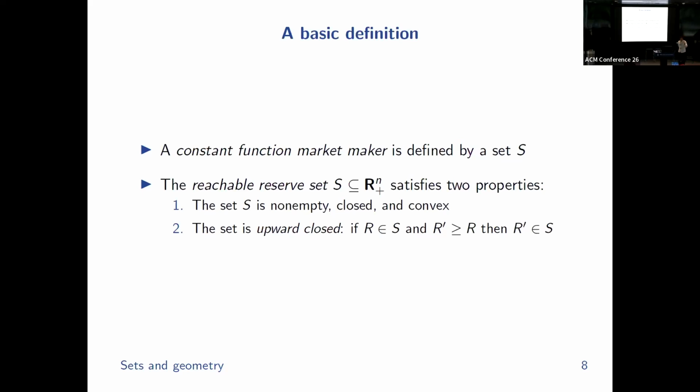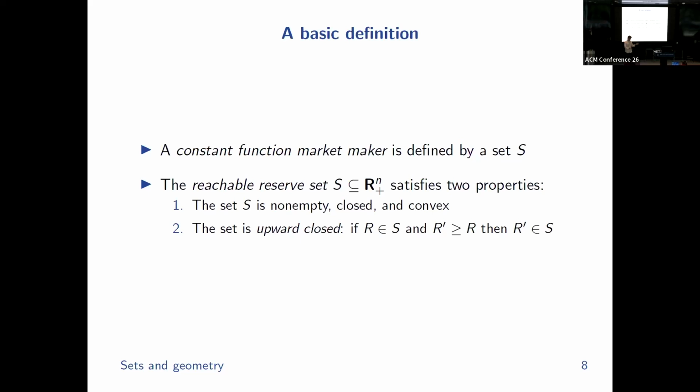And then convex will have one important implication, which says the more you buy of an asset, it cannot get cheaper. That's the only direct implication of convexity. The last one, which is also, funnily enough, a technical condition, and I'll explain why in a second, is the following. If some point R lies in the set S, then if you have another vector R prime which is element-wise at least as large as R, that R prime must also lie in the set S.